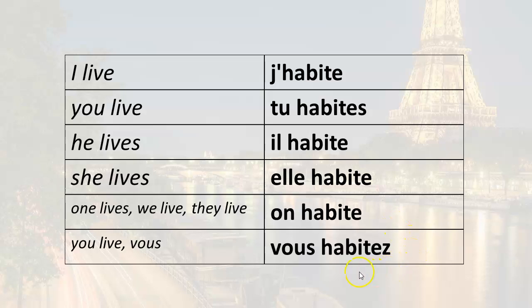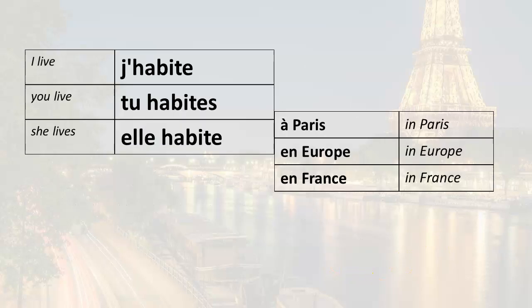It's also worth noting that for the singular forms, the je, tu, il, elle, on, even though they might be spelled differently, are all pronounced the same. So we have habite, habite, habite, habite, habite. J'habite, tu habites, il habite, elle habite, on habite. And of course, vous habitez is different. Habiter. So let's look at some examples here.